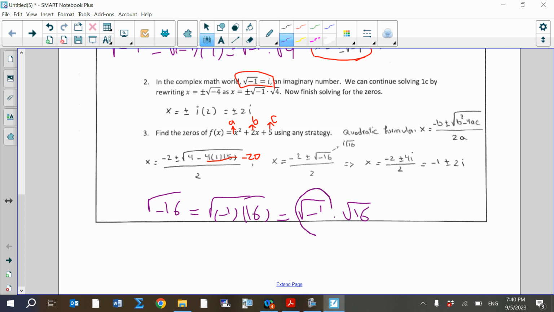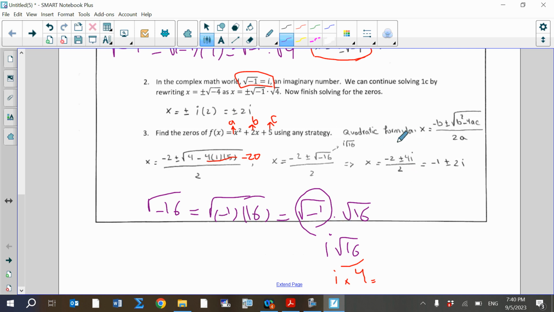And we know that the square root of -1 is i. So this will be i times the square root of 16. So instead of the square root of -16, I can write i root 16. And we know that root 16 is 4, because 4 squared is equal to 16. So I can rewrite this as -2 plus and minus 4i, because this is i times 4, and in the denominator I have 2.